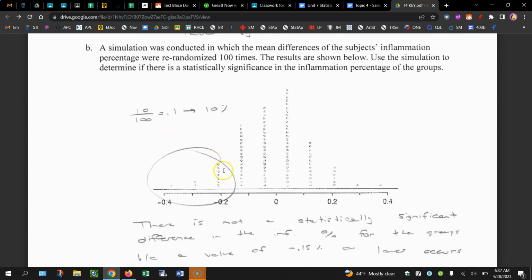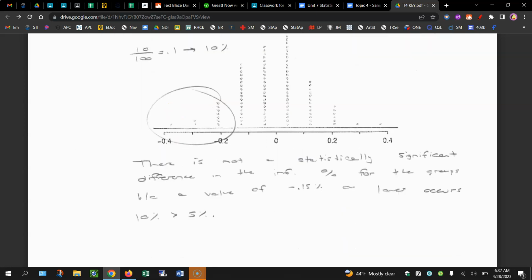of negative 0.15 or more. So that's negative 0.15, would be about here. So everything there or less. So I counted up those dots. 10 out of 100 is 10%. So there's not a statistically significant difference in the inflammation percentage for the groups because a value of negative 0.15% or less or lower occurs 10%, which is more than 5%.